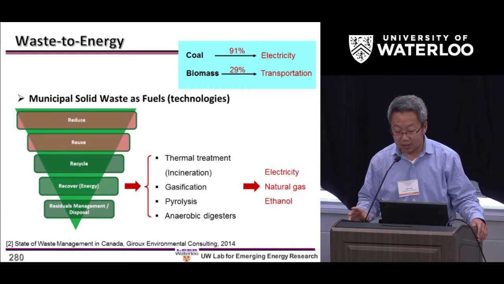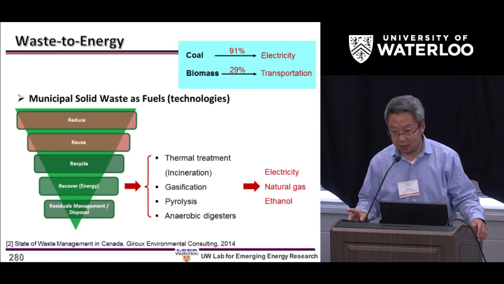And here shows the 3R, very familiar, and interesting. We place the recovery of energy after the 3R. We call it beyond the 3R. And there are generally those technologies: thermal treatment, gasification, pyrolysis, and digestion. Then you look at the energy forms produced from different technologies. Mainly, we have electricity, natural gas, and ethanol. Ethanol comes from the bio part of the waste.